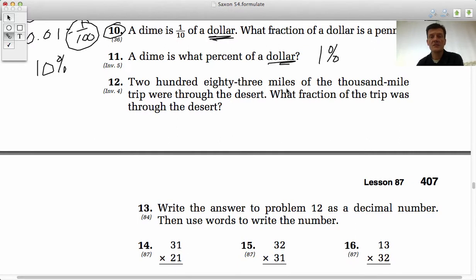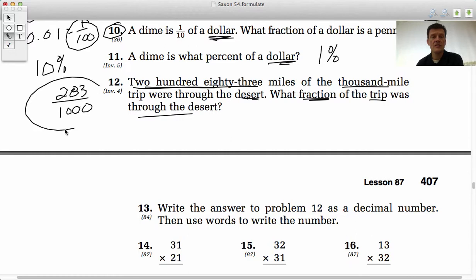283 miles of a 1,000-mile trip were through the desert. What fraction of the trip was through the desert? So 283 of a 1,000-mile trip. Okay? What fraction of the trip was through the desert? So right there, you've got it written out for you. 283 out of 1,000. 283 out of 1,000 of the miles.